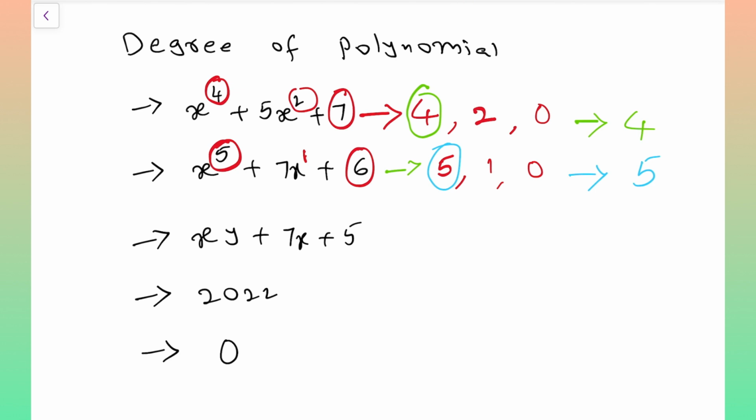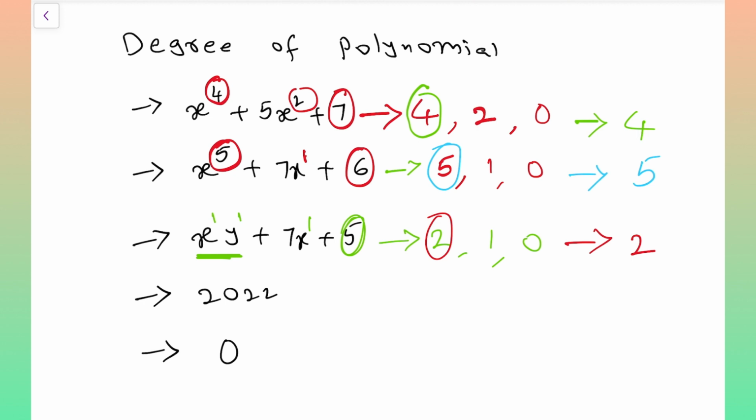Now coming to the third one, x into y is there. So whenever multiplication is there in between two alphabets, we need to add the powers. For x no power, so 1. For y no power, 1. 1 plus 1, 2, comma. Here x power is not there means 1, comma. Here 5, that is a constant, so 0. 2, comma, 1, comma, 0. From these three, 2 is the biggest. So 2 is the degree of the given polynomial.